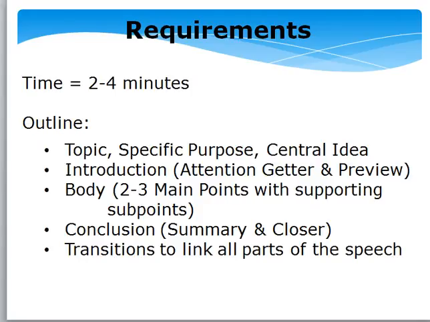The body of your speech should be 2 to 3 main points, and of course it would have supporting subpoints. The conclusion will contain a summary of what the speech was about, as well as a closer, some way to help us remember your speech. You would use transitions to link together all parts of the speech. This would mean a transition from the introduction into the body of the speech, transitions between all main points, and then a transition from the body to the conclusion.